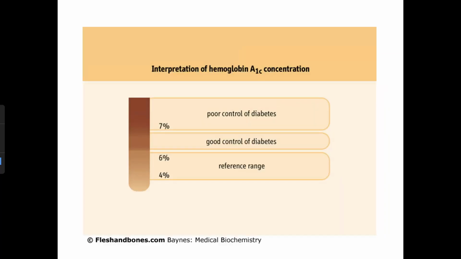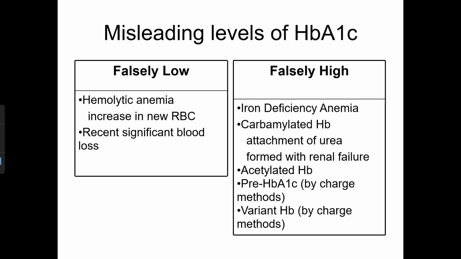So interpretation, 7% means poor control of diabetes, 6% means good control of diabetes, and anything between 4 to 6% is the reference range. Falsely low levels of HbA1c are found in hemolytic anemia or recent significant blood loss. Falsely high would be found in iron deficiency anemia, carbamylated hemoglobin, attachment of urea formed with renal failure, acetylated hemoglobin, pre-HbA1c, or variant hemoglobin.